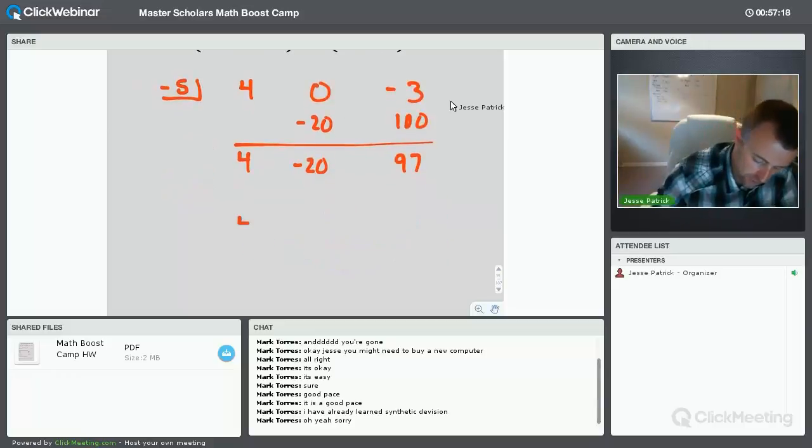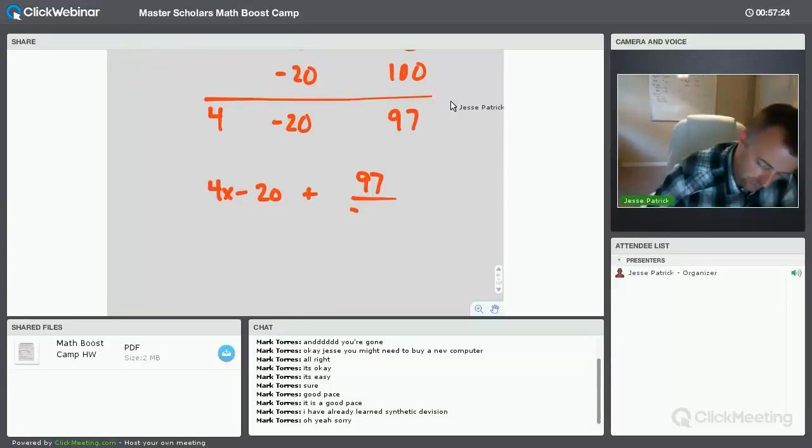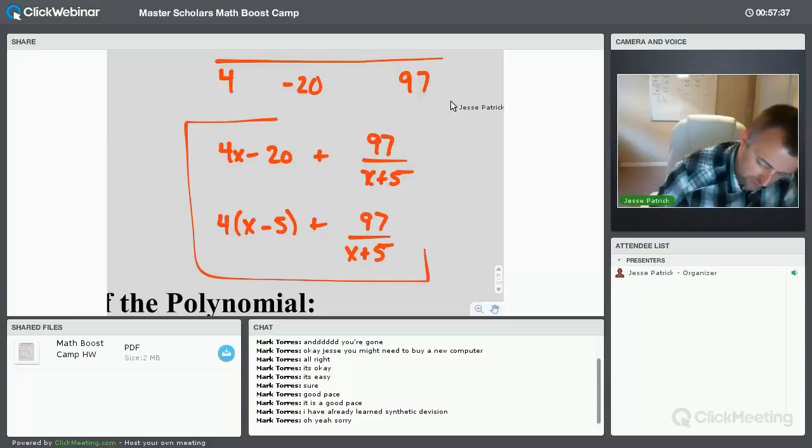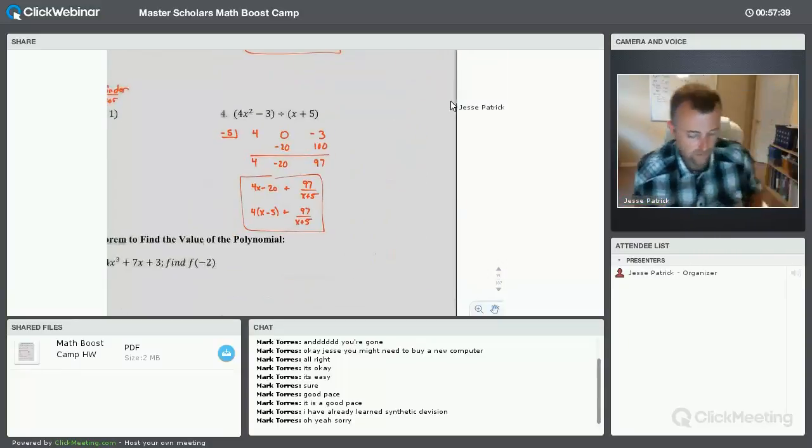So this one, again, is going to be 4x minus 20 plus 97 over x plus 5. I mean, if you wanted to, you could pull out a 4. That'd be 4 times x minus 5, plus 97 over x plus 5. I doubt they would write that, but hey, there it is, in case you want it.